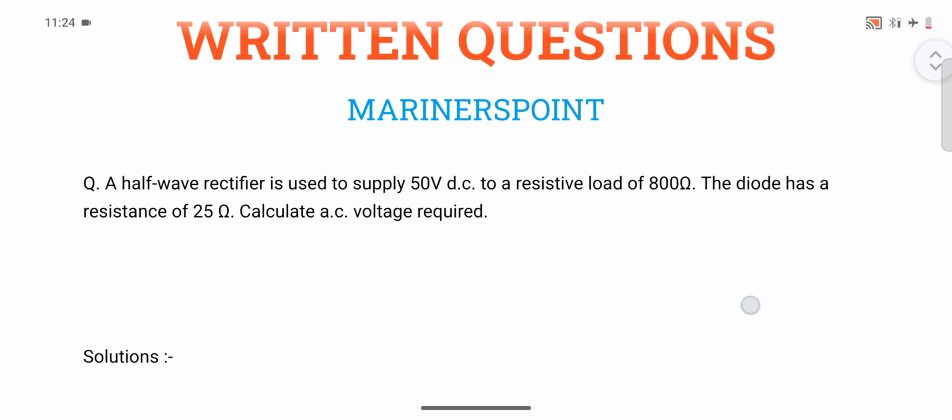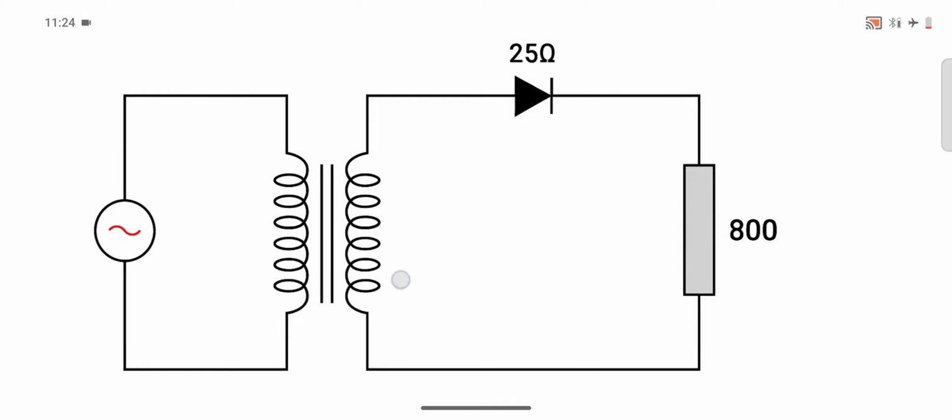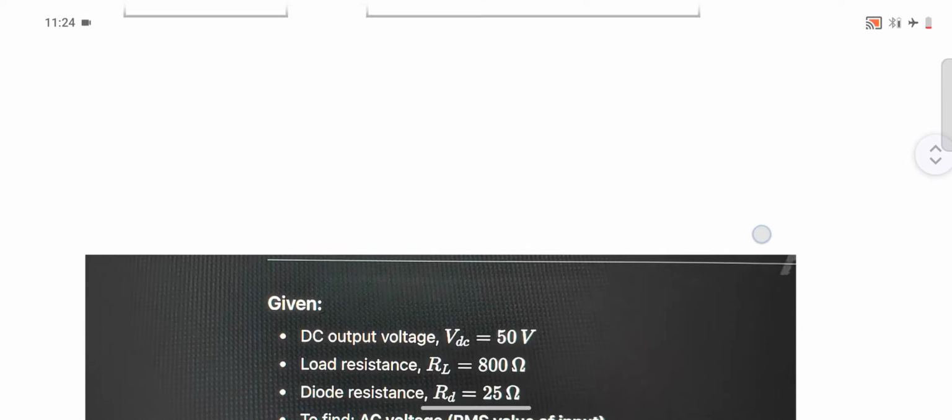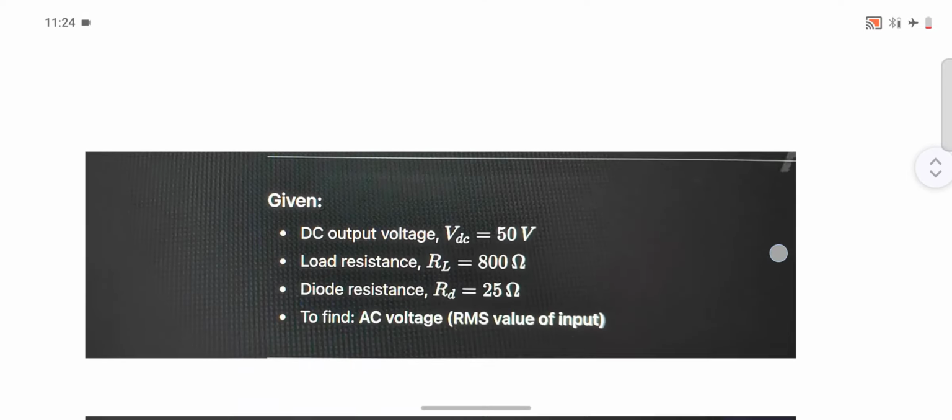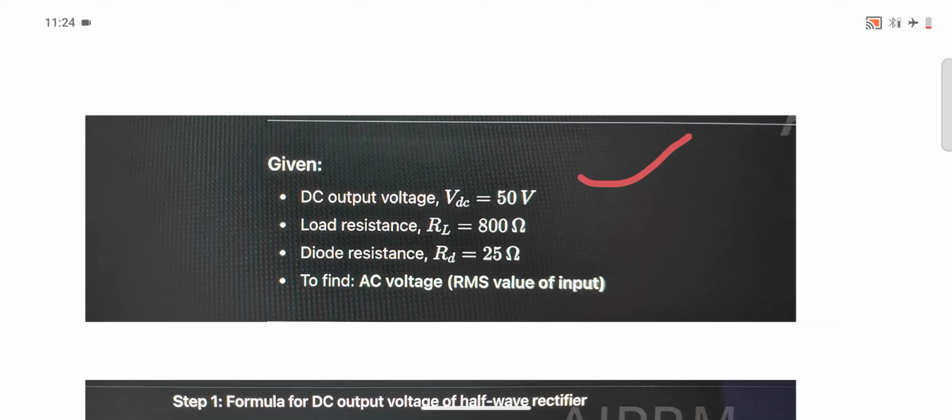So what is the given data? First we will see the figure. When we draw the figure, this will be the figure. Then we will check the given data. We have the DC output voltage, which is given as 50 volt, the load resistance is given, and the diode resistance is given. We have to find the AC voltage.